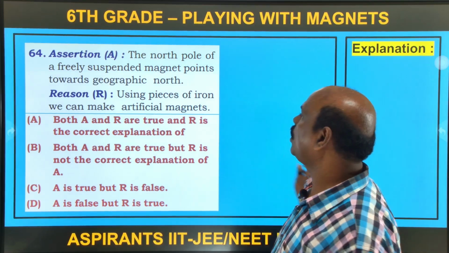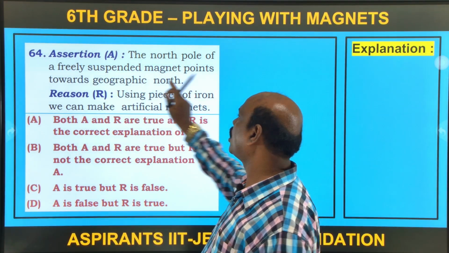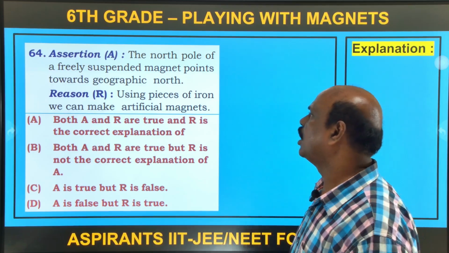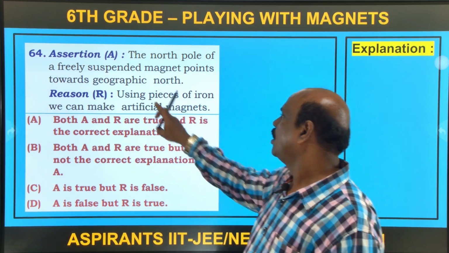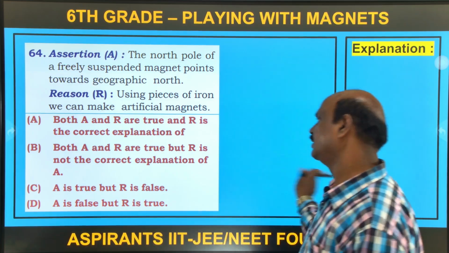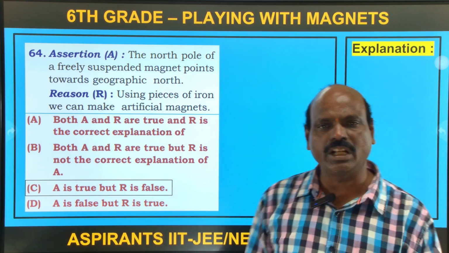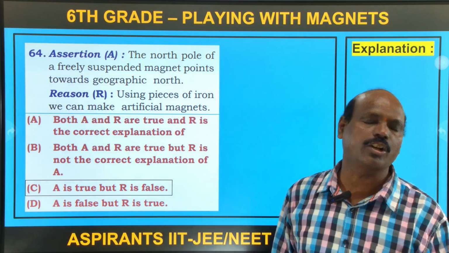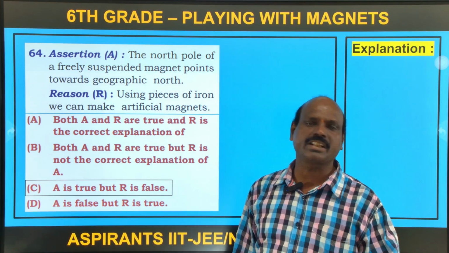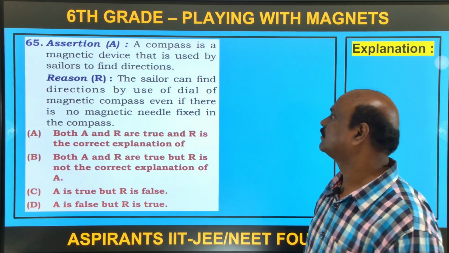Next, the North Pole of a freely suspended magnet points towards the geographical north. So always it is correct. Using pieces of iron, we can make an artificial magnet. So is A true or false? It is false. Only with iron we cannot make a magnet. For iron pieces we should have a magnet also, and that should be a soft iron.